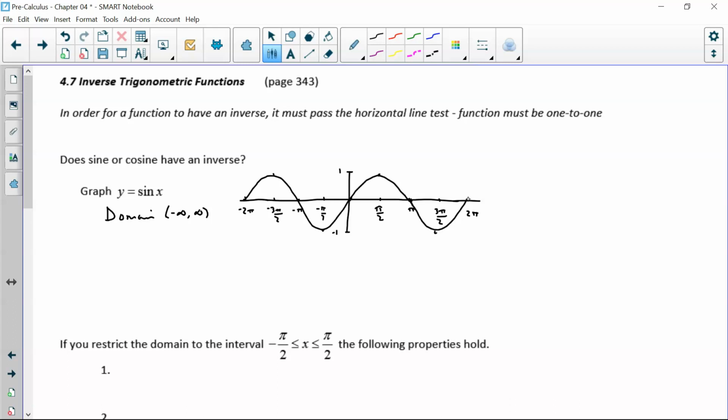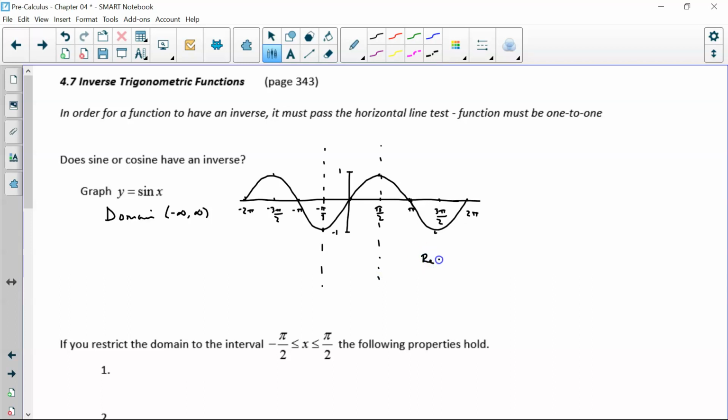Now, to determine if it has an inverse, we use the horizontal line test. If we draw a horizontal line, it's going to intersect that graph at more than one spot. So if we look at the entire graph of sine of x, it doesn't have an inverse. In order for us to look at the inverse of sine, we need to restrict our domain. We're going to only look at sine between negative pi over 2 and positive pi over 2. We're going to look just at that portion of our sine curve.